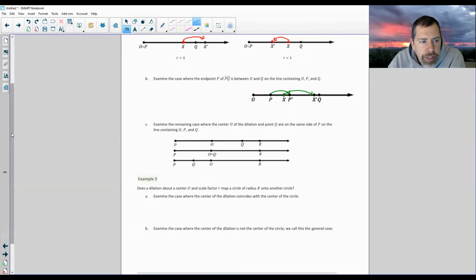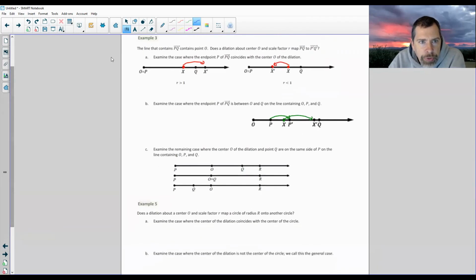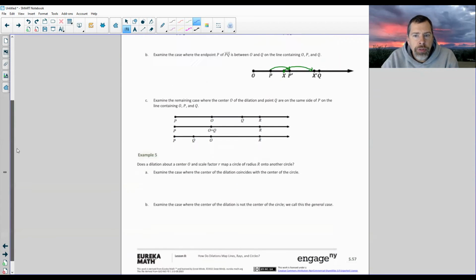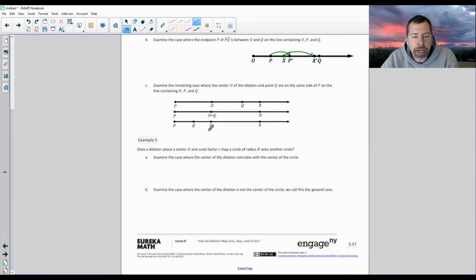Okay, so I noticed in this that we have example 3, and then we have example 5. I'm not sure if your student module hard copy, if you have one, has an example 4. Unfortunately, the electronic version skipped it. So I'm not going to do it, of course, because I don't have it.